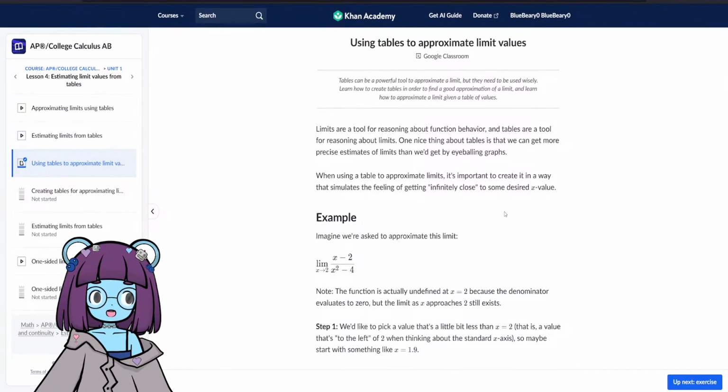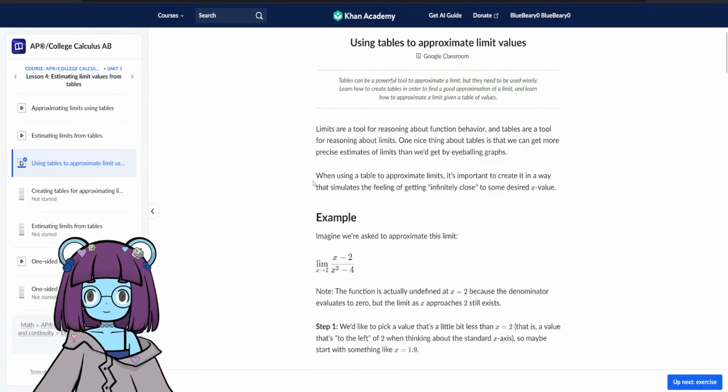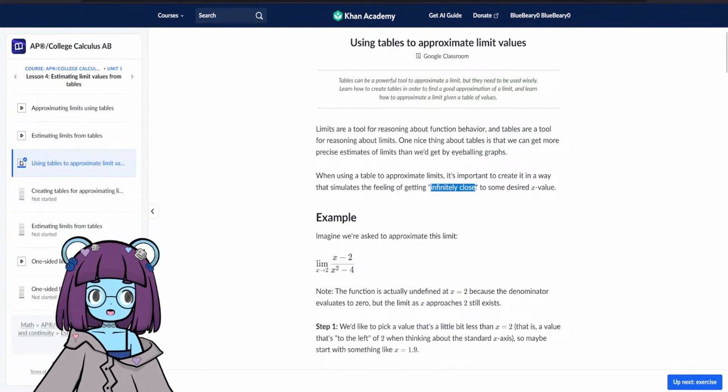Limits are a tool for reasoning about function behavior, and tables are a tool for reasoning about limits. One nice thing about tables is that we can get more precise estimates of limits than we can get by eyeballing graphs. When using a table to approximate limits, it's important to create it in a way that simulates the feeling of getting infinitely close to some desired x value.